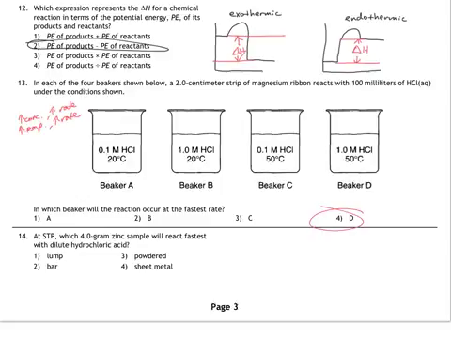So in addition to concentration and temperature, also the preparation of the substance matters, such as powdered with large surface area is going to be a faster reaction rate than, let's say, solid with a smaller surface area. So at STP, the 4 gram zinc sample that would react fastest would be the one that's powdered.